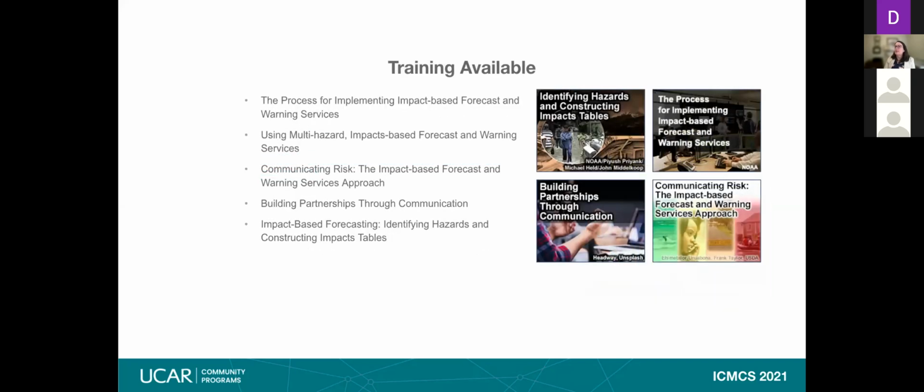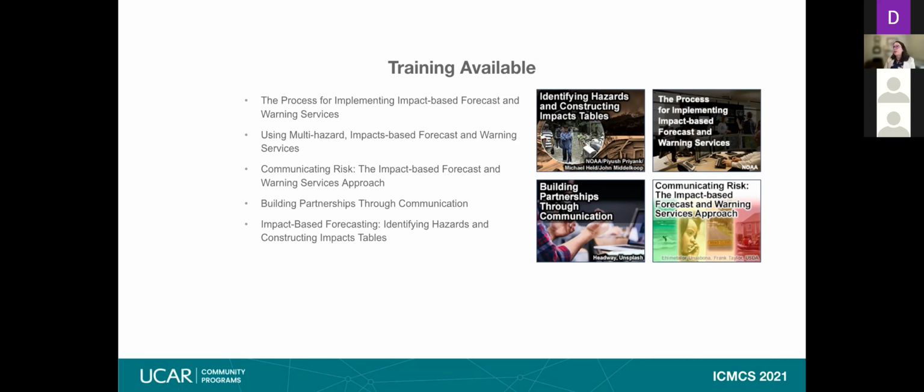So this is a list of the training resources that we've developed. These are the online lessons. We are working towards a full curriculum related to implementing impact-based forecasting. And we've been working with the WMO on these competencies and how they could be used internationally.